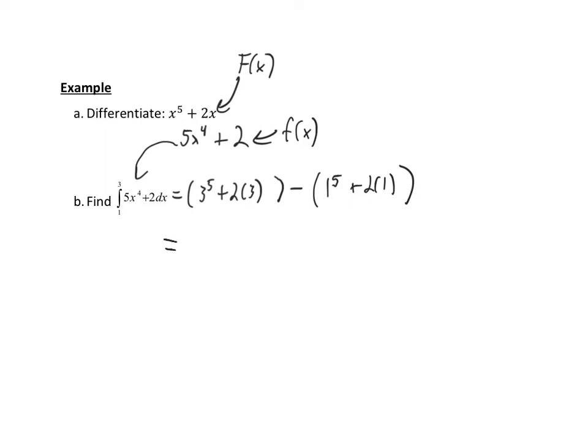If you evaluate the left side, you get 249. If you evaluate the right side, you get 3. And so the area under the curve from 5x to the 4th plus 2 from 1 to 3 is actually 246.